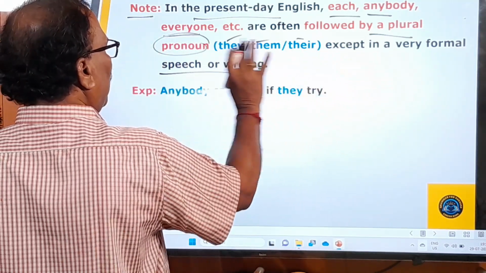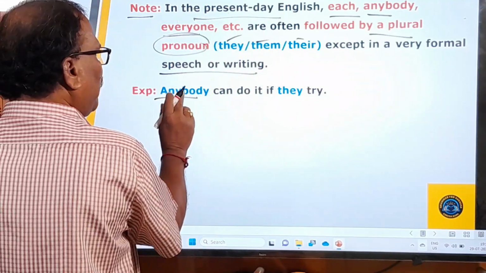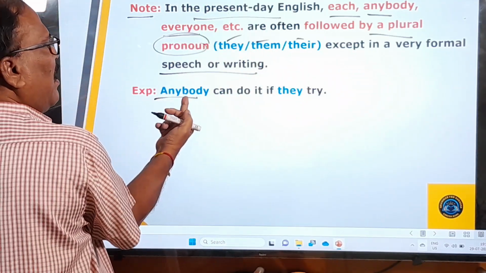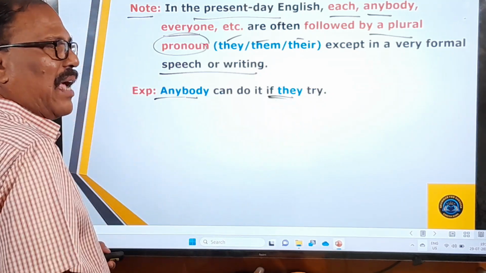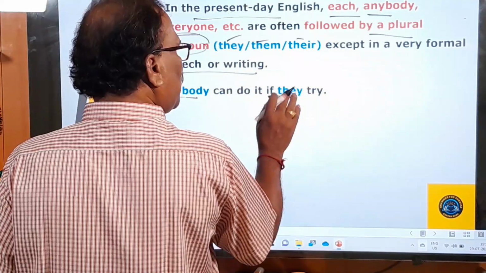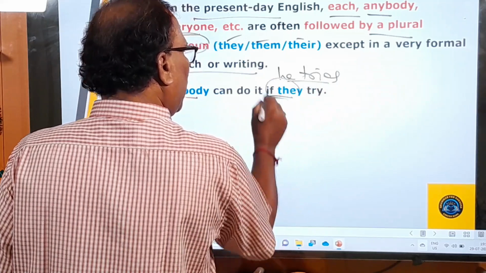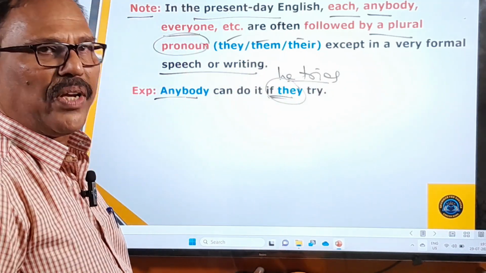In formal speech and writing, they don't use that, but only in spoken English you can use it. After anybody, you don't know the sex of this anybody. Even then, you are using "they". Actually, you should say "he". You should use "he". Anybody can do it if he tries. Actually, "he tries" must be there. But here, it is allowed, only in spoken English, please.